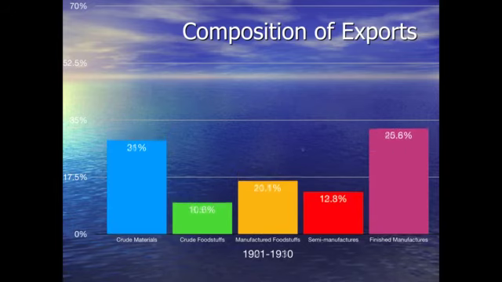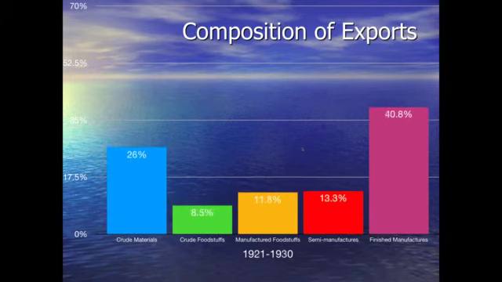And then when we get up into right around when the Great Depression hits, you can see that the finished manufacturers are making up the greatest share of exports. So we can see that crude materials is growing less and less important during this time period with respect to exports, but the finished manufacturers is becoming more and more important in the composition of exports.